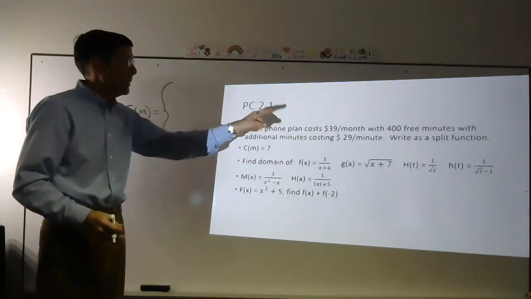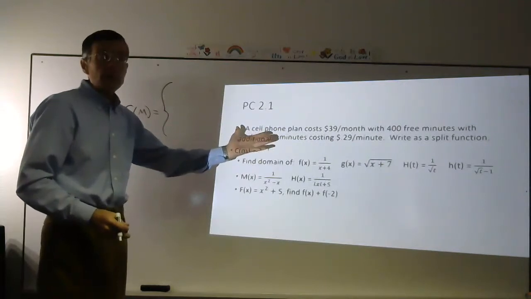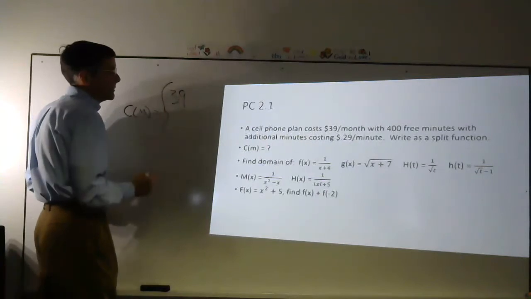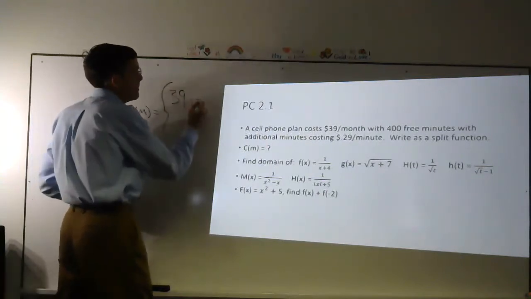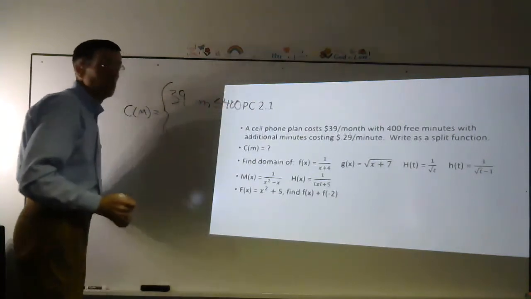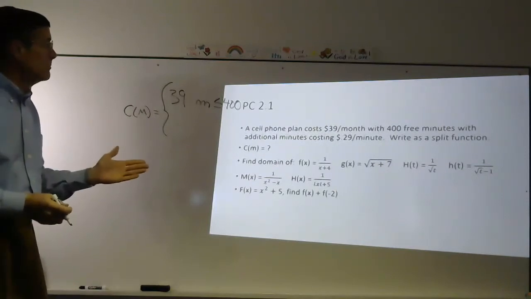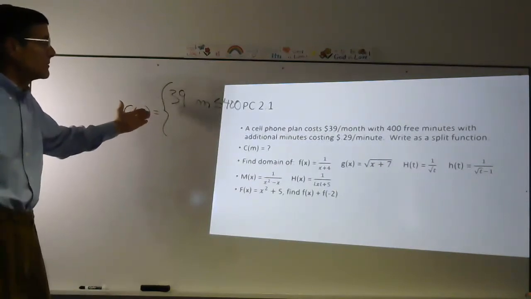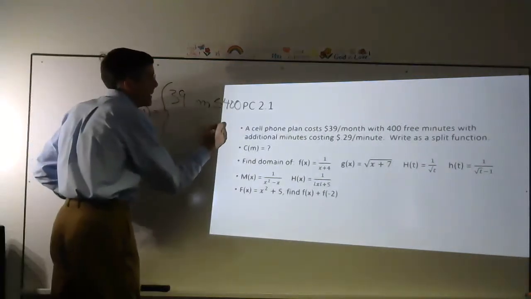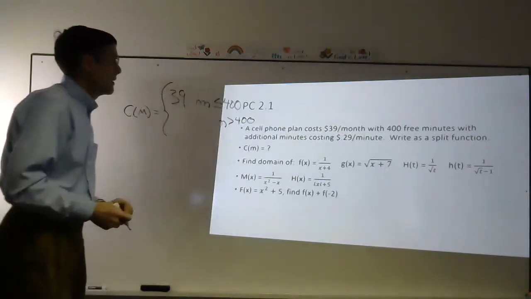Now, unless you go over 400, all you're going to pay is $39 a month. So the cost would be $39 when M is less than or equal to 400. Are you with me? As long as you're 400 or smaller in minutes, it's just going to cost you $39. But if you go over 400, if M is greater than 400, let's talk about that.